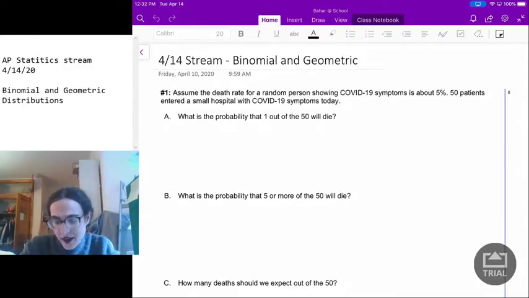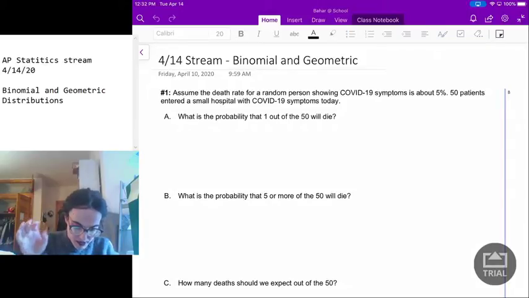Obviously, not every single person has a fixed probability of dying from COVID. Some people are definitely at much higher risk. Some people are at much lower risk. But that is assuming we know some extra information about the patient. So for the sake of this problem, we know nothing about the individual patients. So all we can really go on is the population average. So that's what we're going to start with.